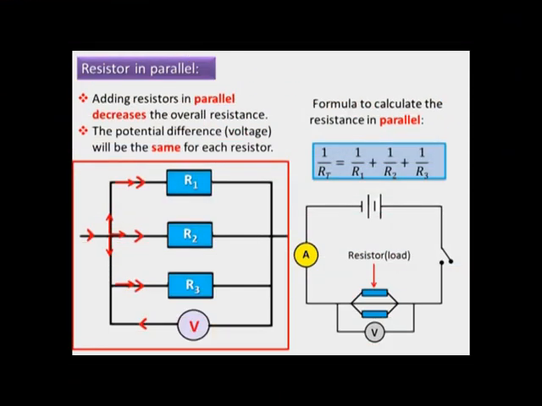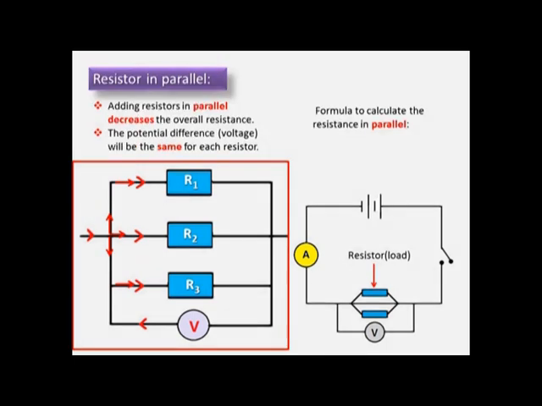Parallel. Adding resistors in parallel decreases the overall resistance. The potential difference or voltage will be the same for each resistor. The formula to calculate the resistance in parallel is 1 over total resistance is equal to 1 over R1 plus 1 over R2 plus 1 over R3.